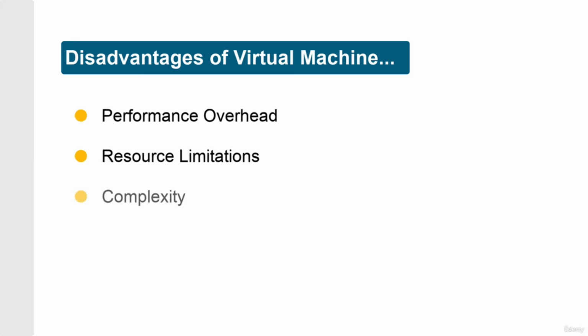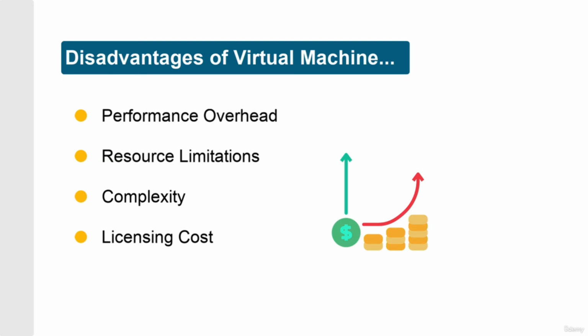Next is complexity. The setup and management of virtual machines can be more complex than managing physical machines. It may require specialized knowledge and tools. Finally, there are licensing costs. Each virtual machine needs a full-fledged operating system and may require a separate license. Imagine running thousands of VMs, each having its own license. This drastically increases the overall cost of running an application.